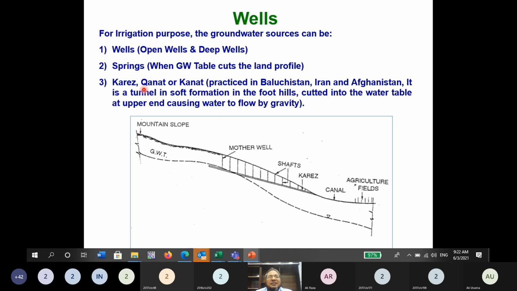It is also called as kanat or kanet, and these kares were practiced much more in Balochistan, Iran and Afghanistan. And what is a kares? It is basically a tunnel. This is like this tunnel in soft formation in the foot hill.